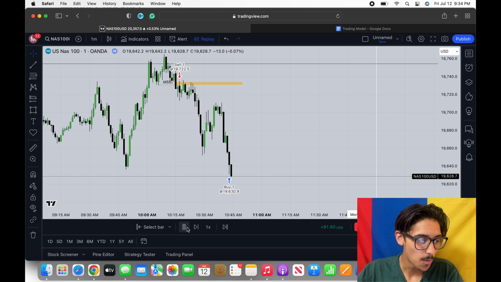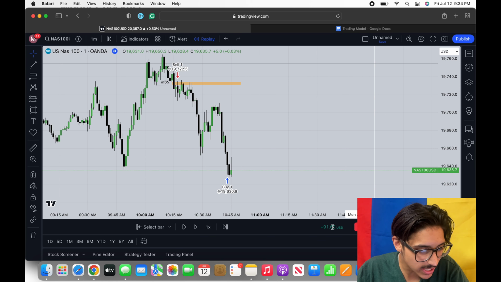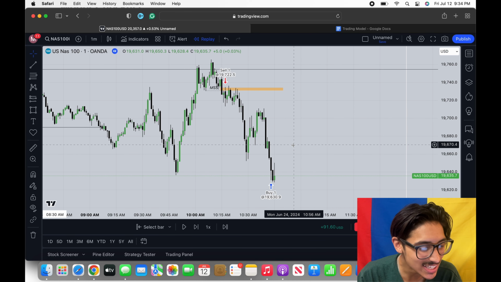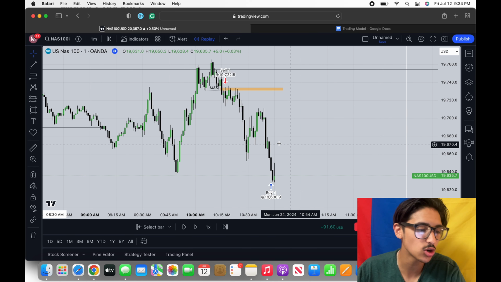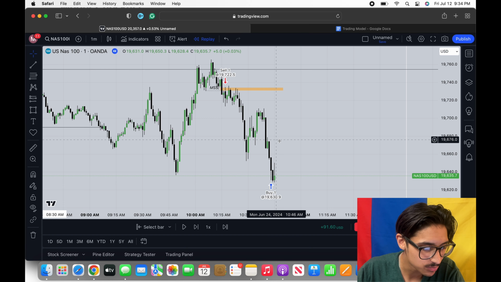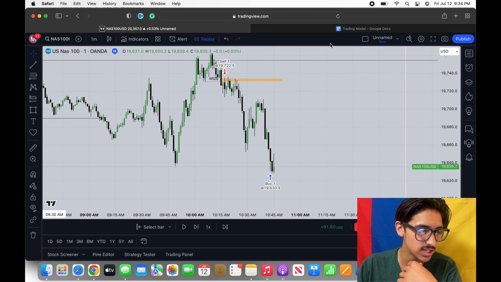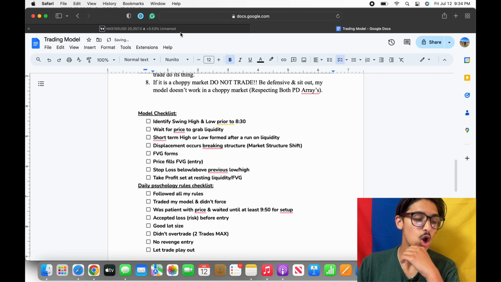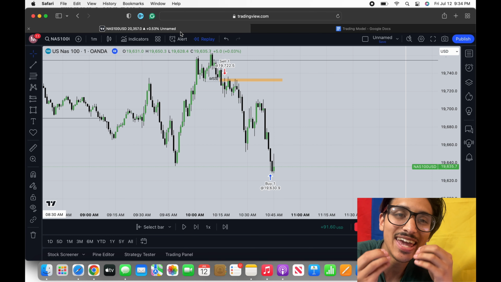Boom. Look at this. Come on now. Easy. Absolutely easy. That's how easy the model is. And yeah, that's literally it. So that's my model. That's how simple it is. Everything was checked off the checklist. When I follow that, it works.